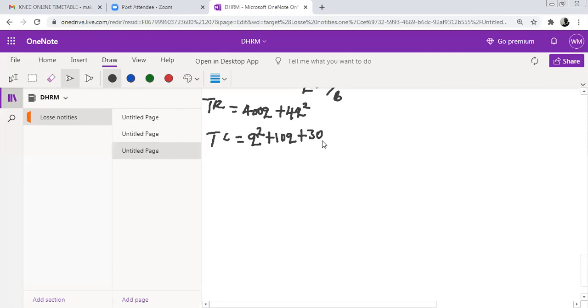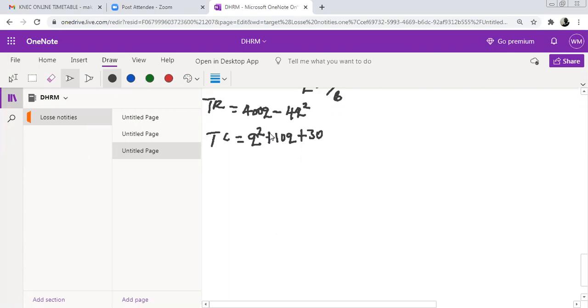Now, what does the first question ask? A correction was raised: TR is equal to 400Q minus 4Q squared, not plus 4Q squared. Yes, that one is a minus. And we are told that Q is the number of units sold.